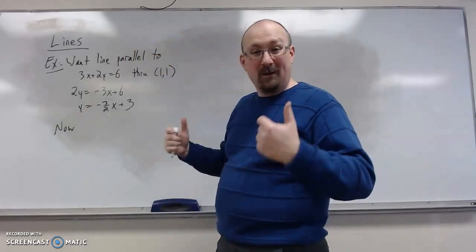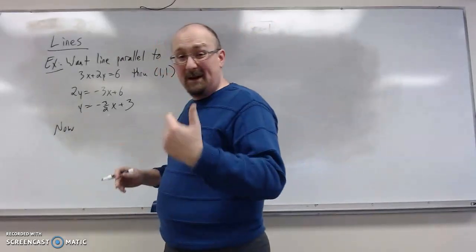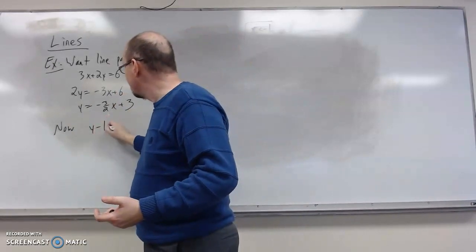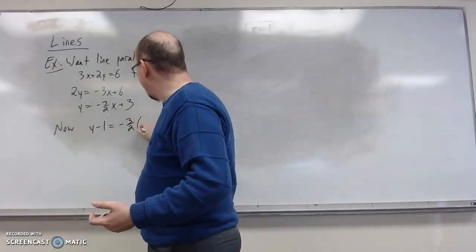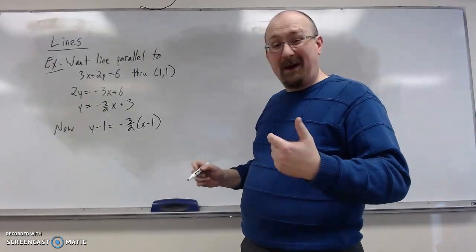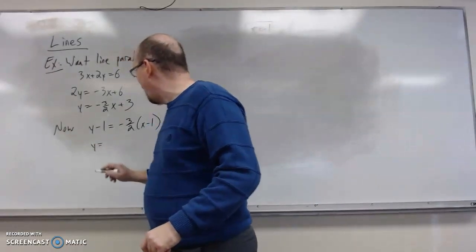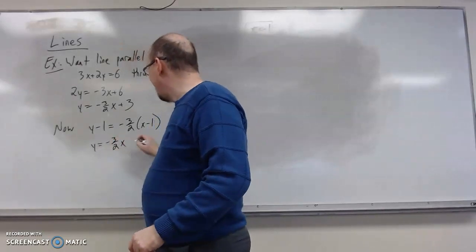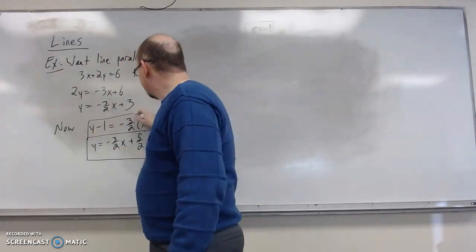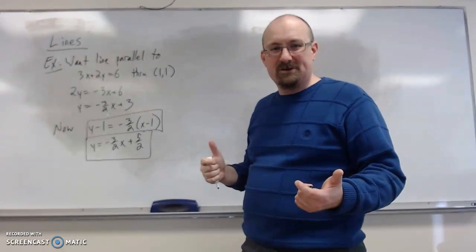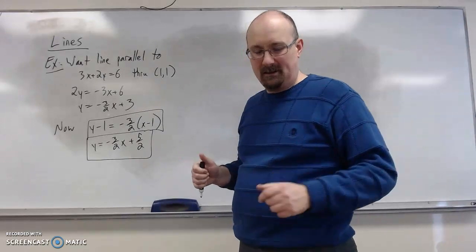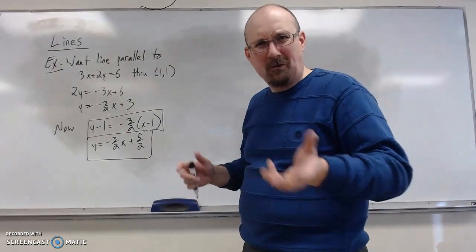So now we've got our point, we've got our slope, and we can plug the point and the slope into our point-slope form. So we have y minus 1 equals negative 3 halves times x minus 1. If you want to do the algebra to rearrange it into slope-intercept, you'd get y equals negative 3 halves x plus 5 halves. If you're not specifically asked for slope-intercept, it's okay, just leave it in point-slope. But the slope-intercept, like I said, is the one I kind of like. We'll see why when we talk about graphing in the next section.